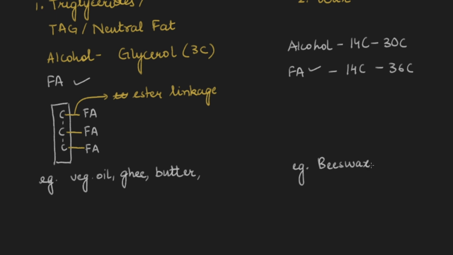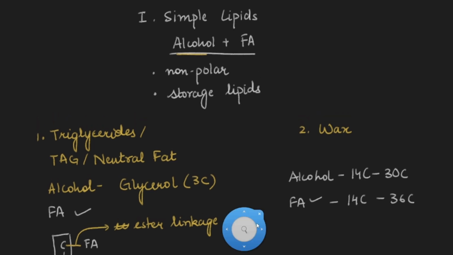beeswax, earwax, carnauba wax, lanolin, etc. Beeswax, carnauba wax, and lanolin are used in the pharmaceutical industry. They are used in the preparation of cosmetic products. Earwax, which is present in our ears, helps in trapping dirt particles. So this was the first class of lipids, simple lipids.